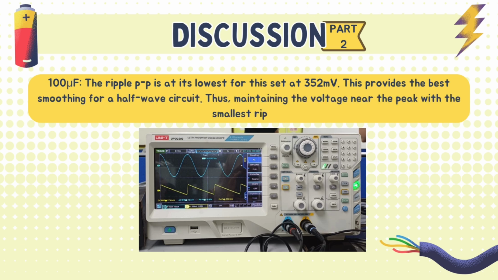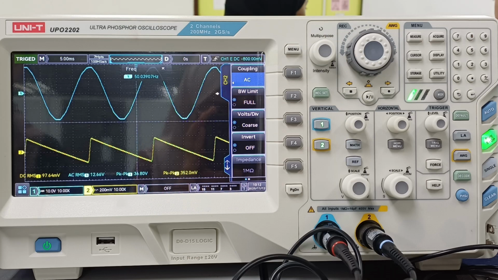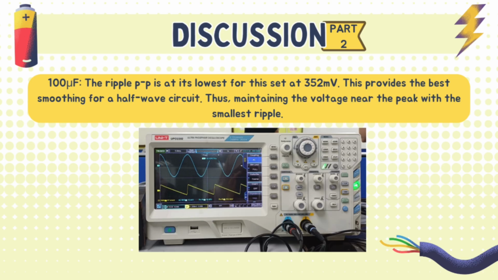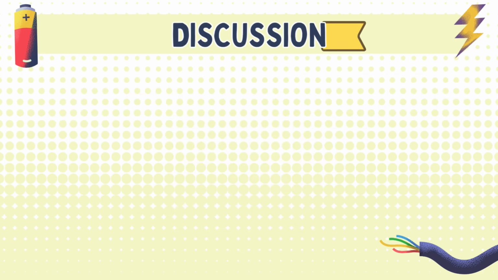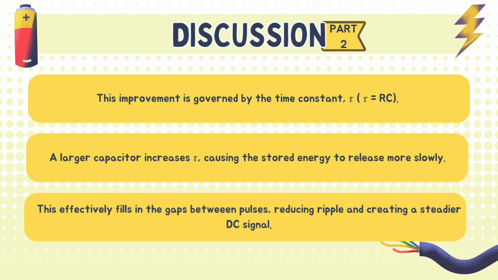Lastly, for 100 microfarad, the ripple peak-to-peak voltage is at its lowest for this set, which is 352 millivolts. This provides the best smoothing for a half-wave circuit, maintaining the voltage near the peak with the smallest ripple. This improvement is governed by the time constant tau equals RC. A larger capacitor increases tau, causing the stored energy to release more slowly. This effectively fills in the gaps between the pulses, reducing ripples and creating a steadier DC signal.